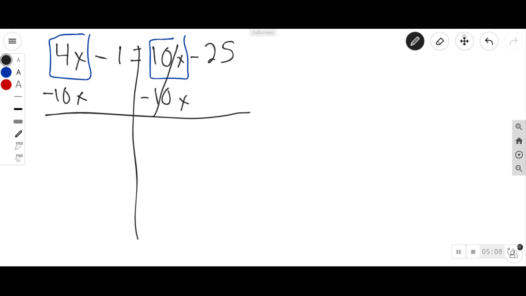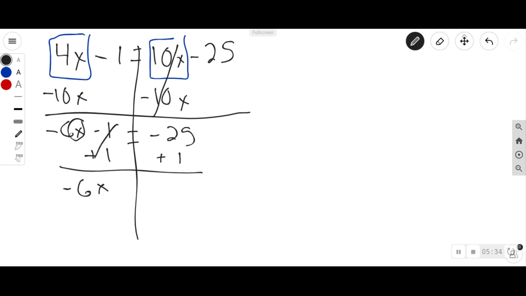So 4 minus 10 is going to give us negative 6x. Drop the minus 1 and drop the negative 25. Remember, when you don't have anything in front of a minus sign, it becomes a negative sign. Same type meaning. So now that means that our x is by itself. So I can add the 1 because it's a minus 1. So negative 6x equals negative 24.